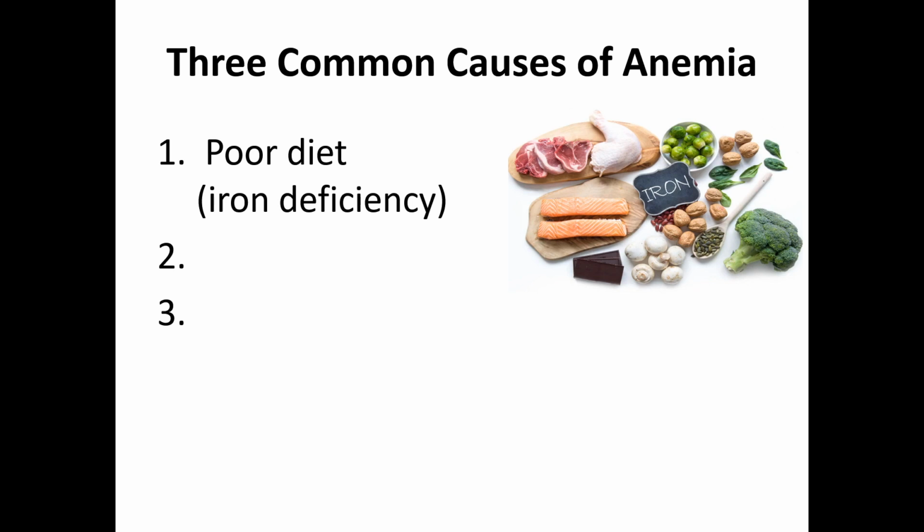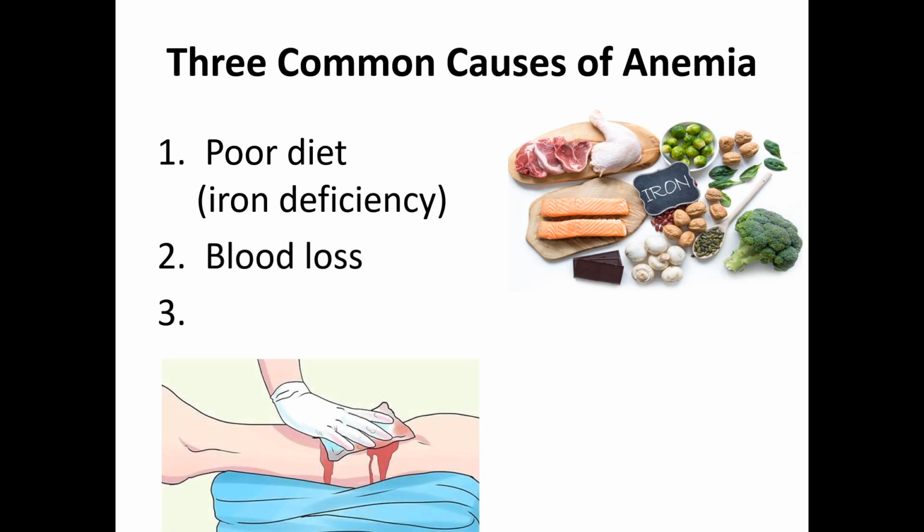A poor diet where you're deficient in iron, because iron is that key component of hemoglobin. And iron you can get not just from meats and animal products, but also you can see here nuts, broccoli, Brussels sprouts, mushrooms, dark chocolate even has some iron in it. You probably wouldn't want to exclusively eat chocolate for your iron source, but in moderation, it's not necessarily bad for you. Another thing is blood loss. Massive blood loss can lead to anemia.